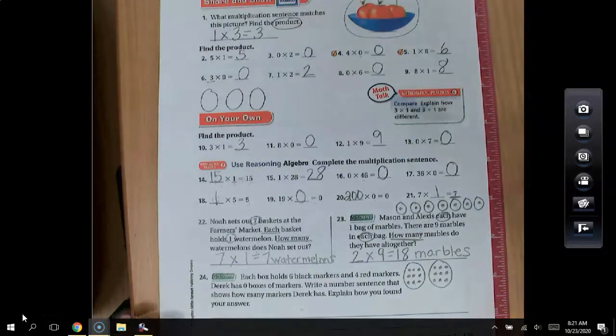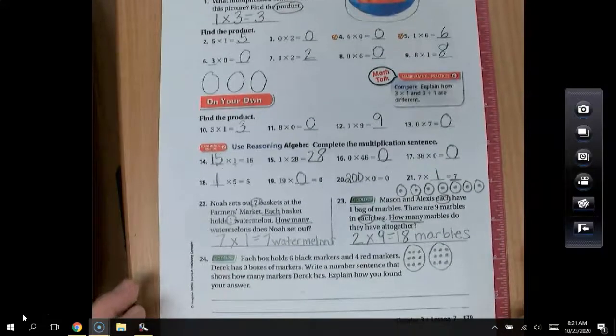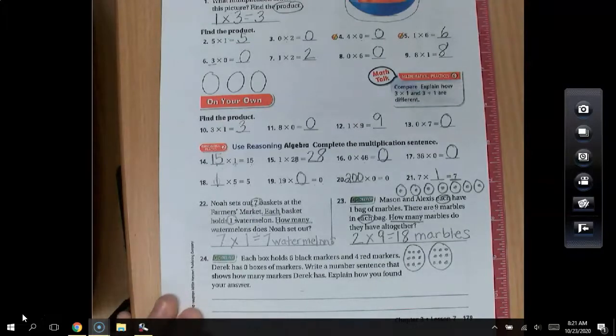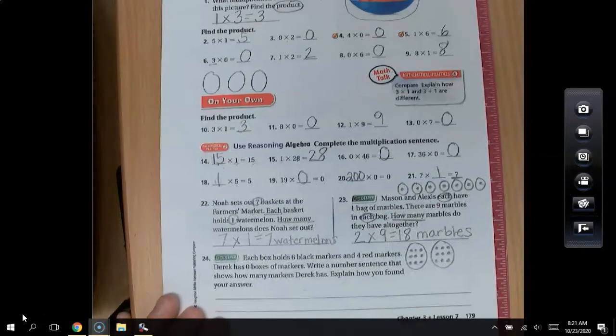Let's look at number 24. Each box holds 6 black markers and 4 red markers. Derek has 0 boxes of markers. Write a number sentence that shows how many markers Derek has. Explain how you found your answer.